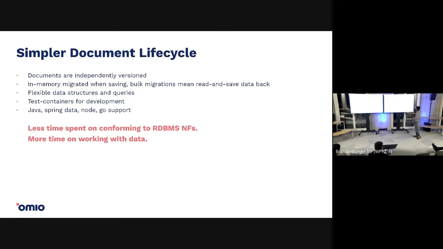Then, simpler document lifecycle. The documents are all independently versioned and migrated in memory. So when you load a document and then save it back, you just migrate it to version 2. Flexible data structures. For us, a migration means read the document and save it back. There are no 2000 migrations managed in some central repo. Just get a doc, put it back, and it's the new schema.